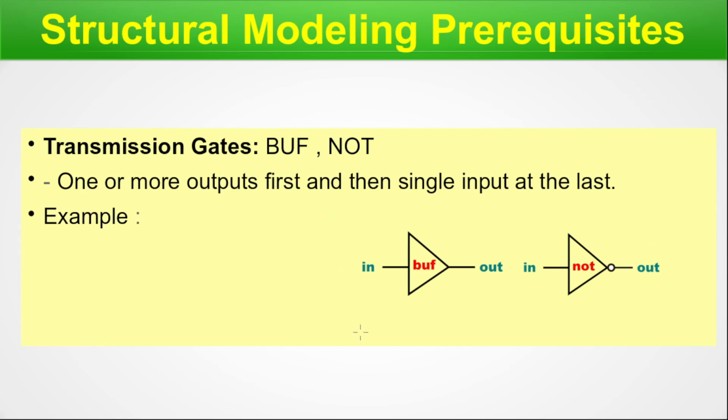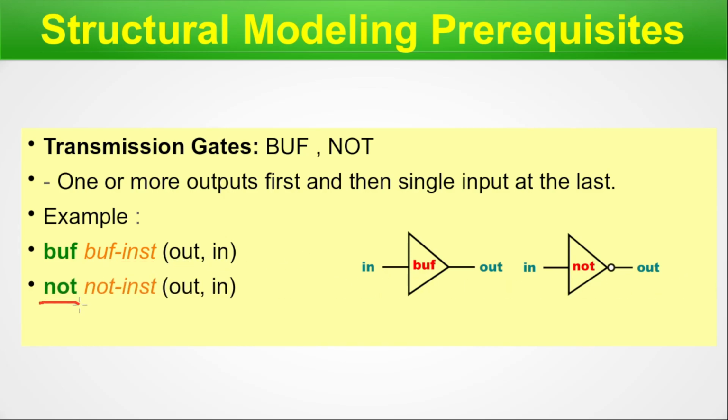Let us see the example. This is the reserved keyword buf, then your instance name, then out, then in. Similarly, this one is the reserved keyword, this was the instance, and this is out and in. So this is very simple.